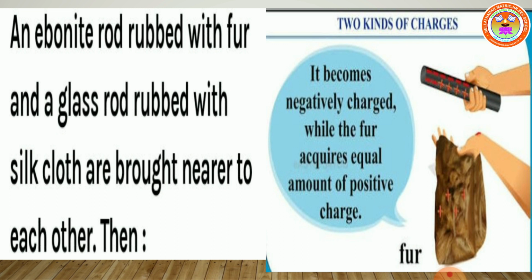It is because the free electrons in the glass rod are less tightly bound as compared to those in the silk cloth. Since the glass rod loses electrons, it has a deficiency of electrons and hence becomes positively charged. But the silk cloth has an excess of electrons, so it becomes negatively charged.